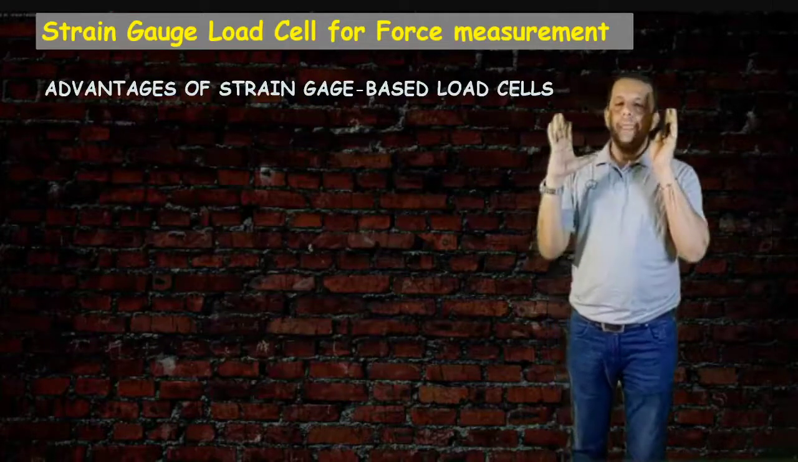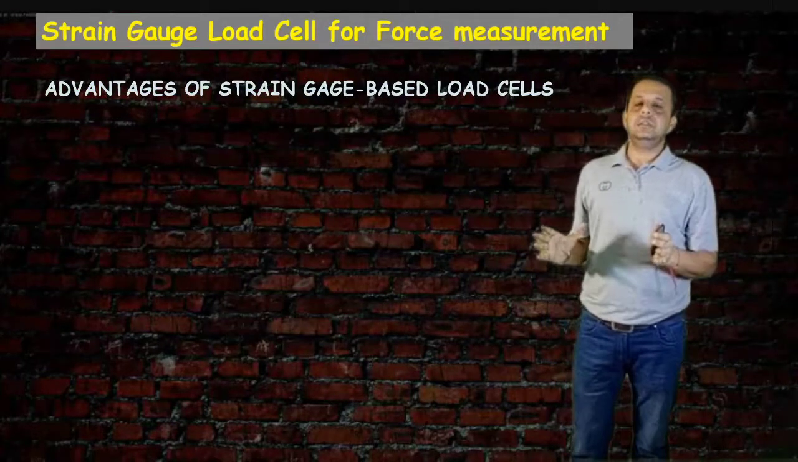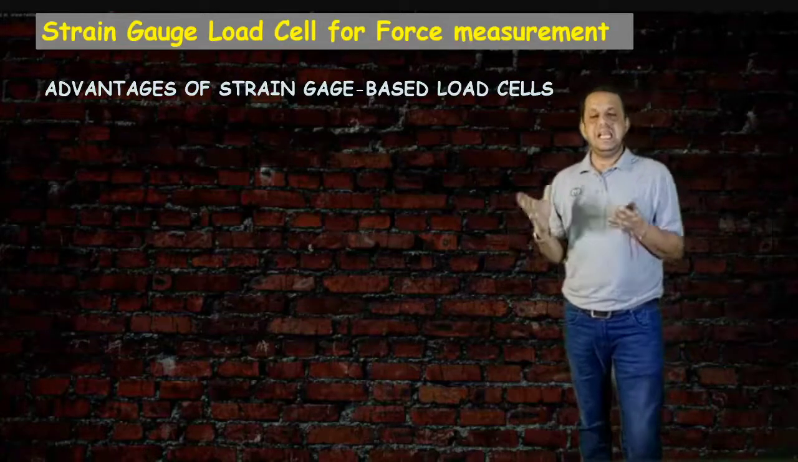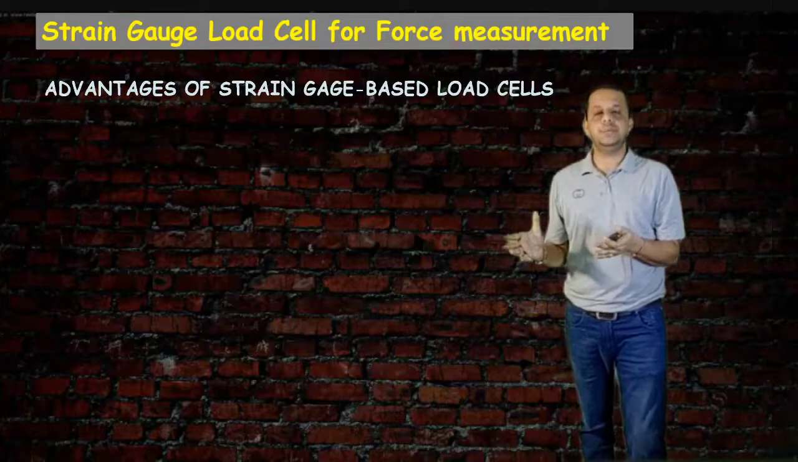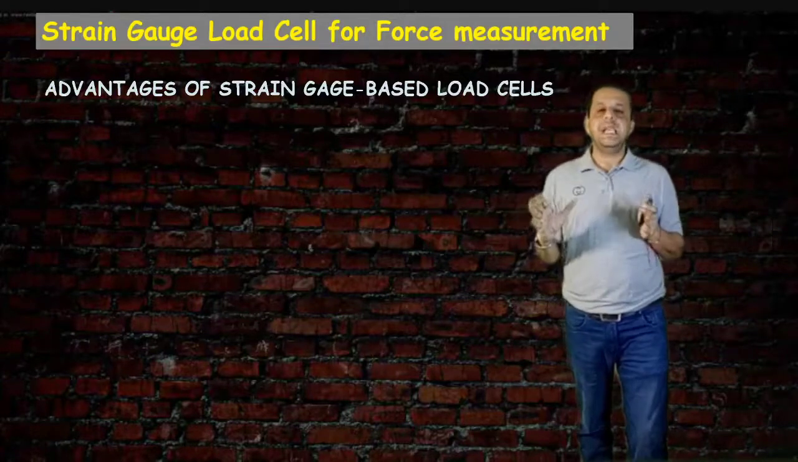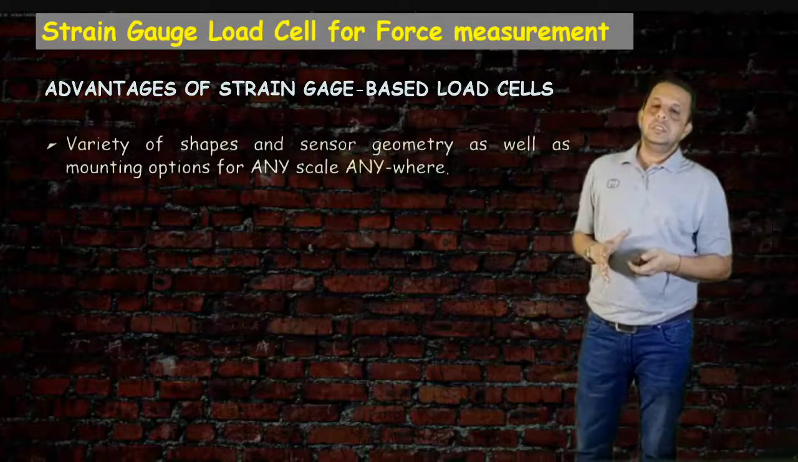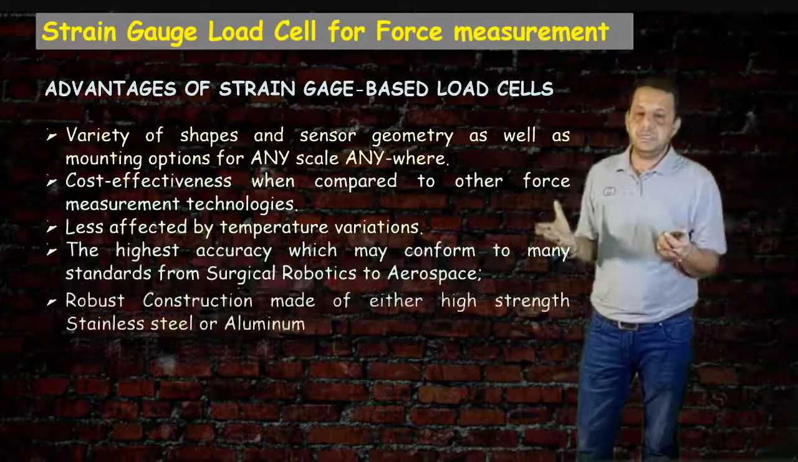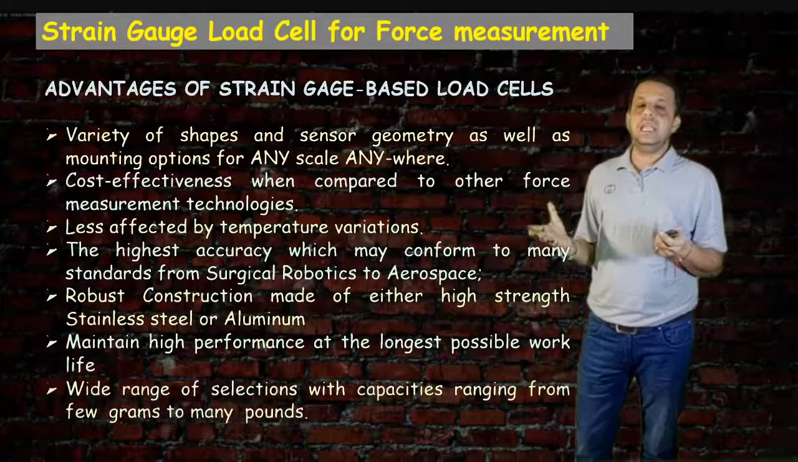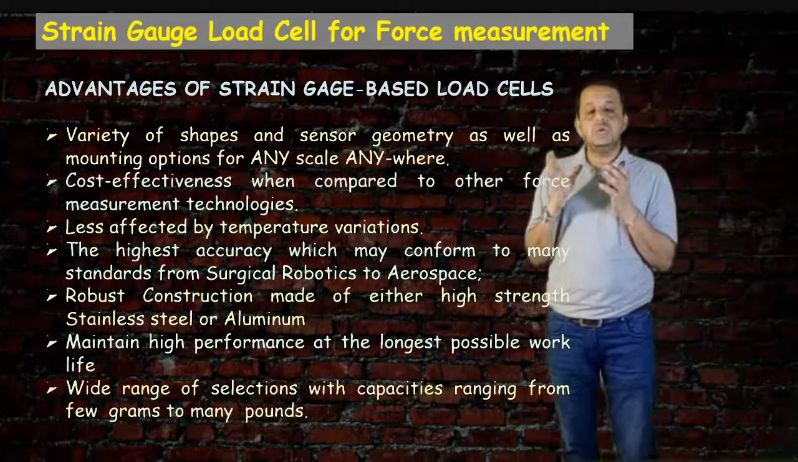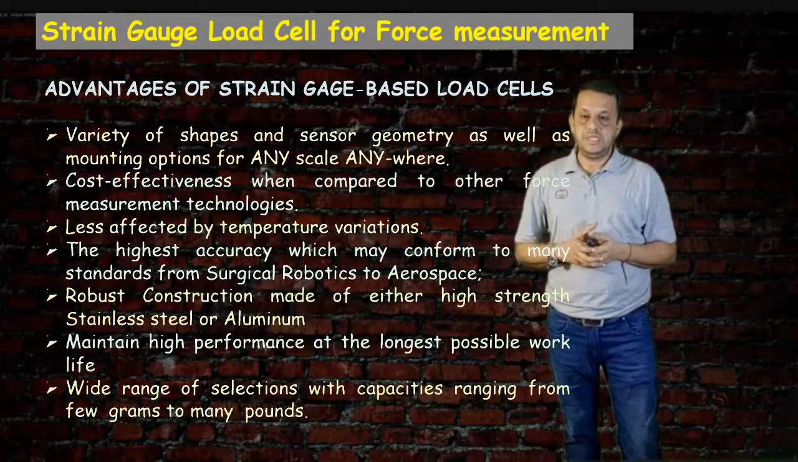Now finally, with this entire basic theory of the strain gauge load cell and the commercial structures available around you, we will be looking at the advantages finally. So a variety of shapes and geometries are available. You can mount anywhere in any scale. Cost effectiveness, also less affected by temperature variation.